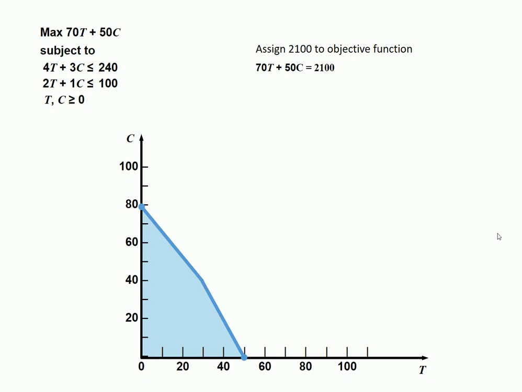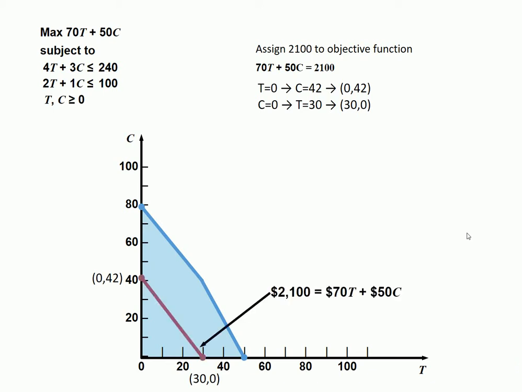To do so, I need to find 2 points on this line and then connect them. For example, I'm going to set t to 0 and solve it, and that means c being 42. So (0, 42) is a point on this line. I can find another one by setting c to 0, which means t will be 30. So (30, 0) is another point on this line. So these are 2 points. Now let me connect them, and I get the line over here.